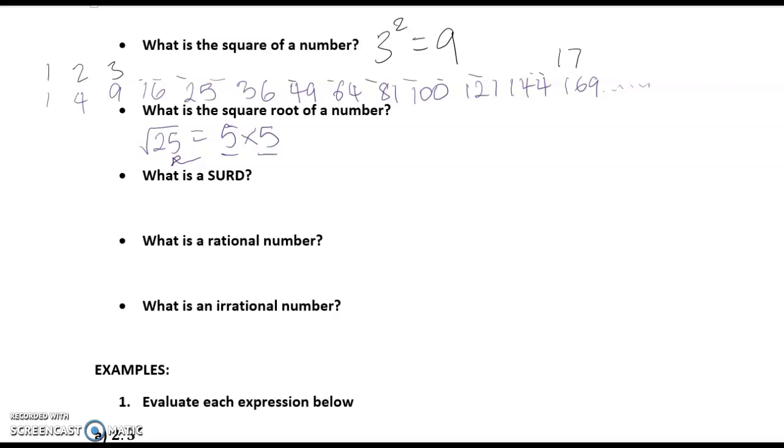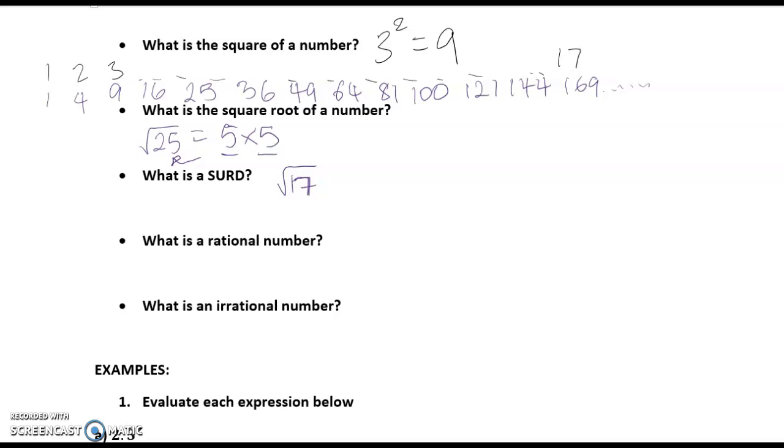A surd is actually a value under the square root sign that cannot be rational. Okay, so for example, square root 17, this cannot be a rational number, it cannot be a positive whole number. It will give you a decimal. So a surd is a number under a square root that cannot be simplified. Probably want to write that down again.